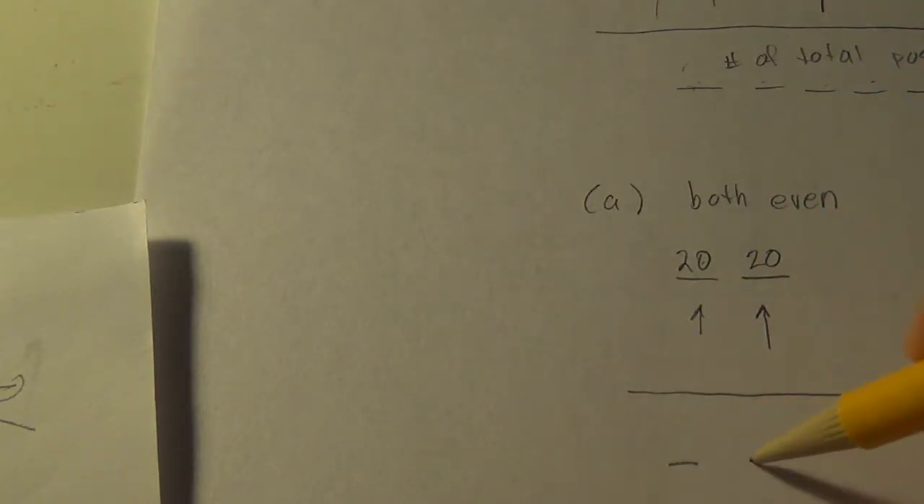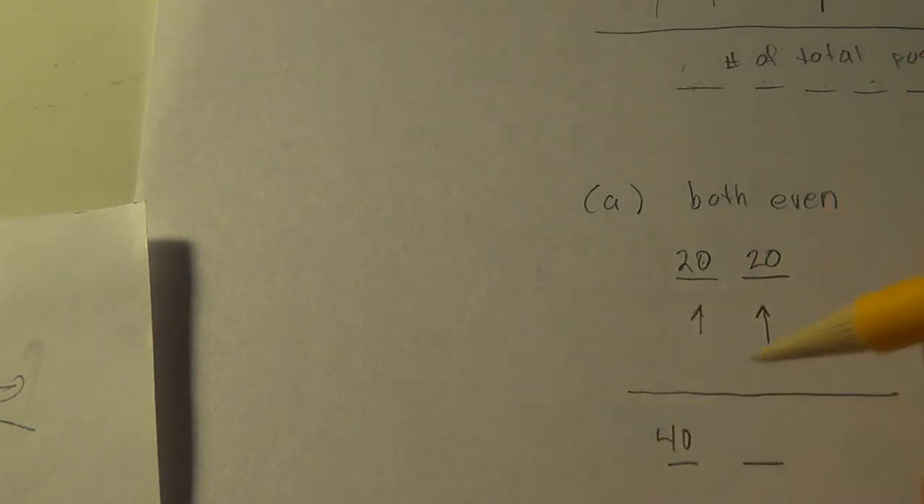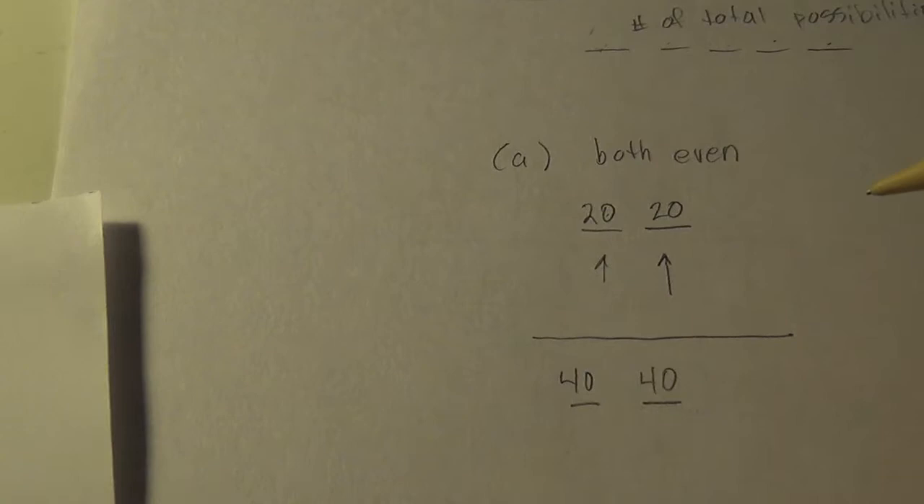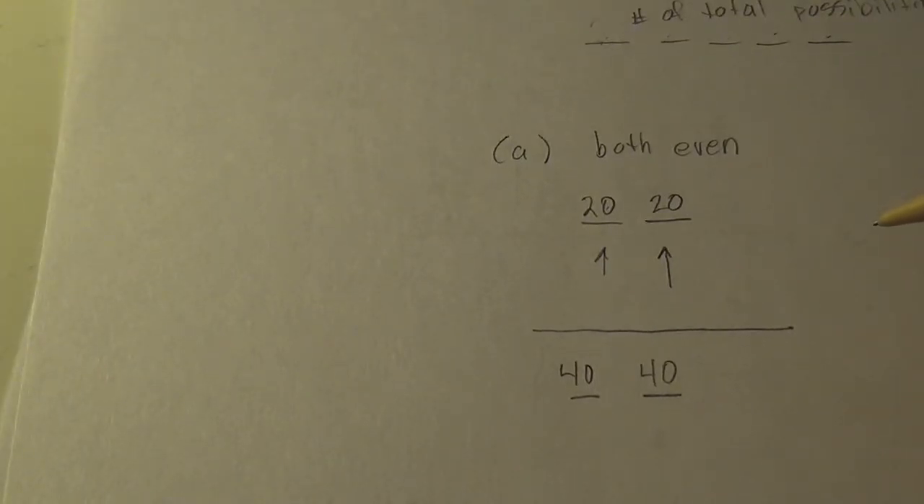Alright, and then we're going to divide by the number of all possible numbers. On the first draw there are 40 ways, and on the second 40. So take 20 times 20 and divide it by 40 times 40. When you do that, I think it comes out to be 1/4.